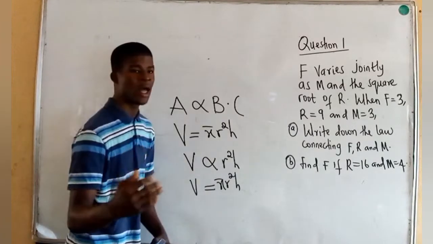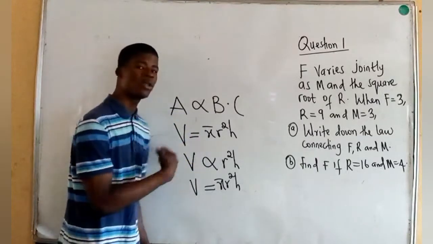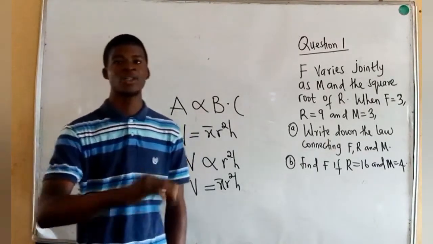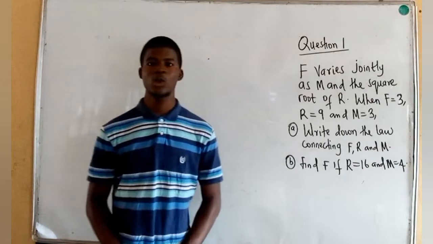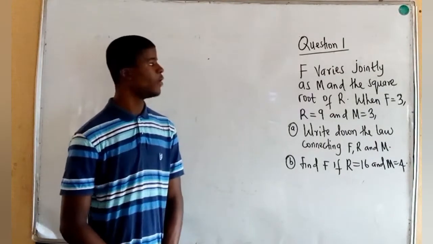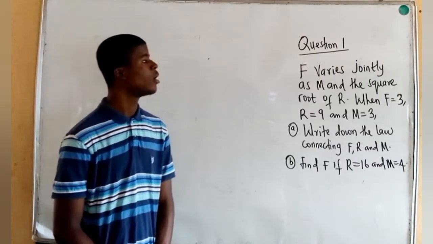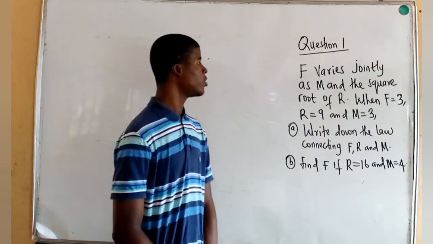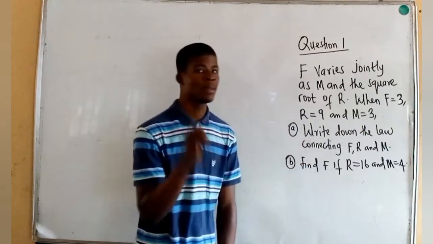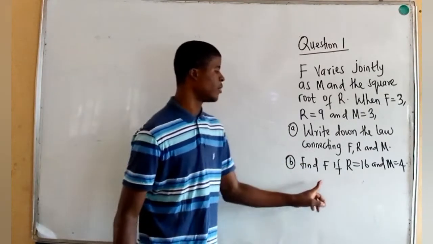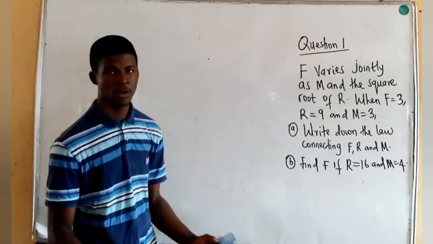What I want you to understand now is how to write the variation statement when a quantity varies jointly as other quantities. So let's solve the first question. It says f varies jointly as m and the square root of r. When f is 3, r is 9 and m is 3. Write down the law connecting f, r, and m. And find f if r is 16 and m is 4. Let's solve this question.